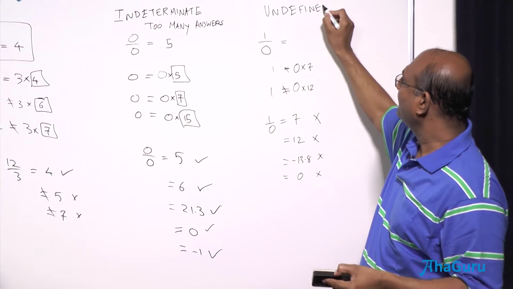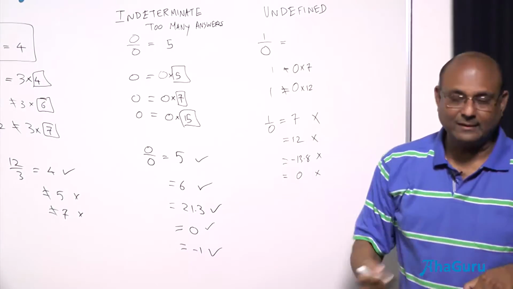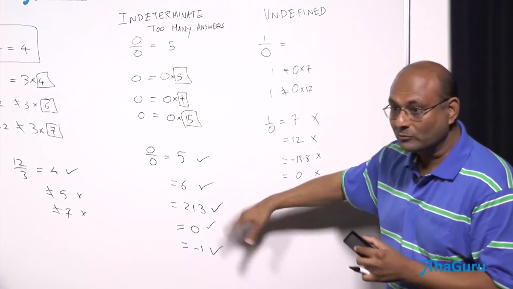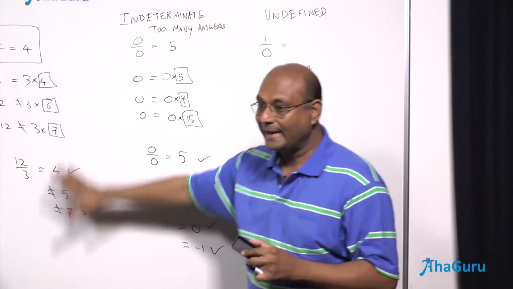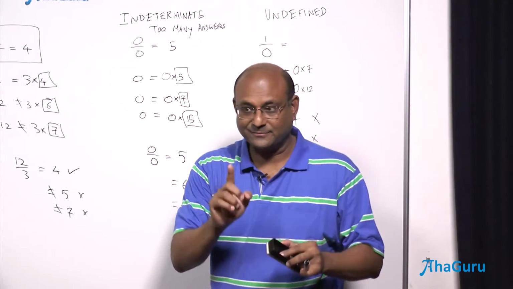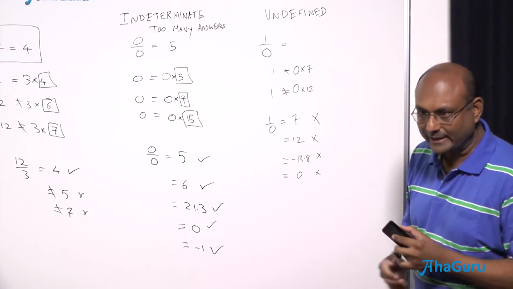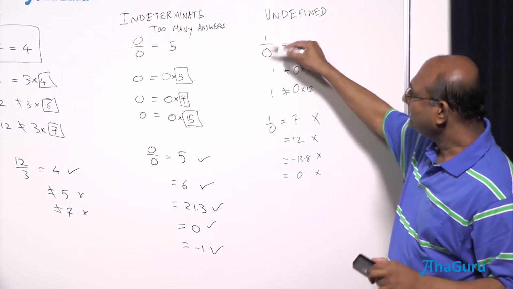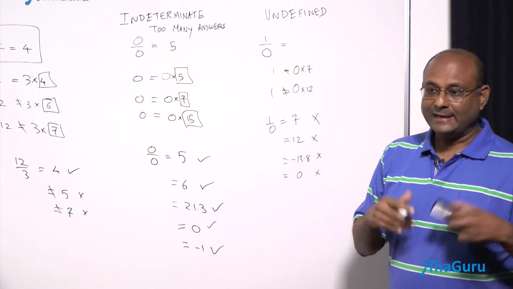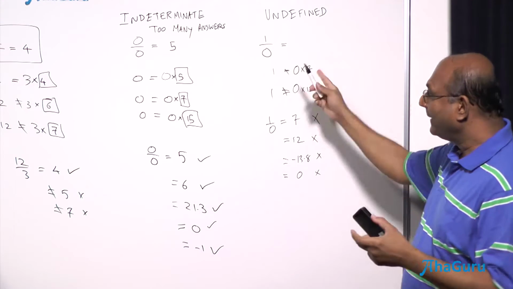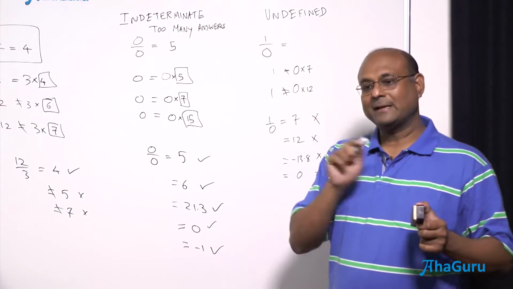Why do we call this undefined? Because I couldn't find even one number which satisfies. Here I found too many numbers that satisfy. There I found one number that satisfies and only one number, no other number satisfies. I hope the difference is clear. It turns out that this number, it's an undefined number, but it is good, better than this. Why is it better than this?